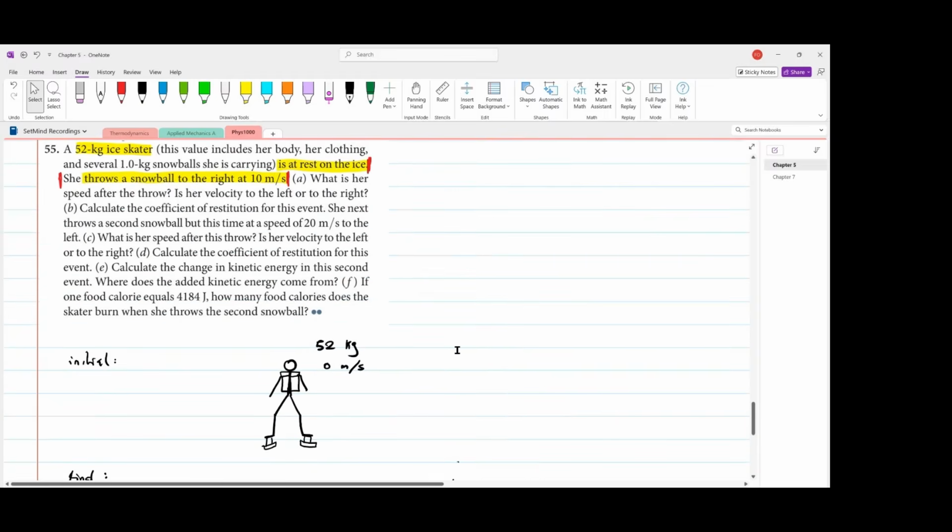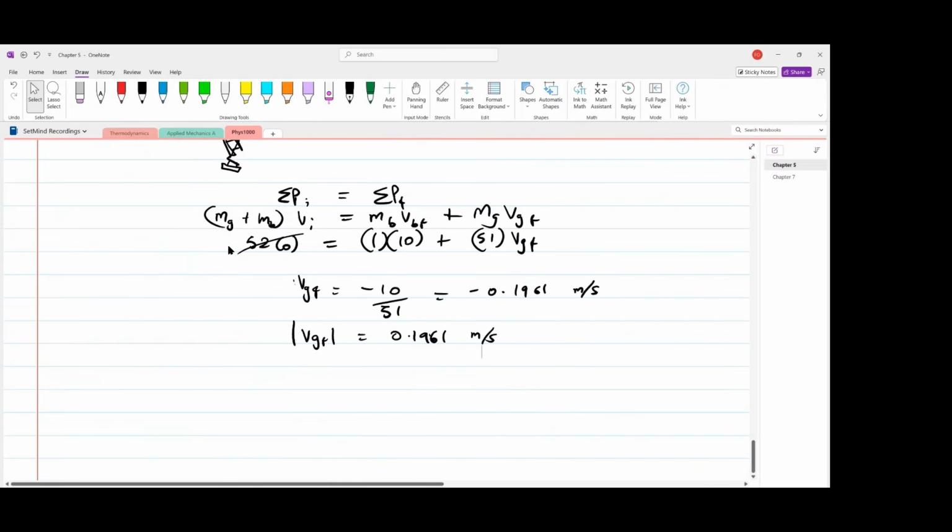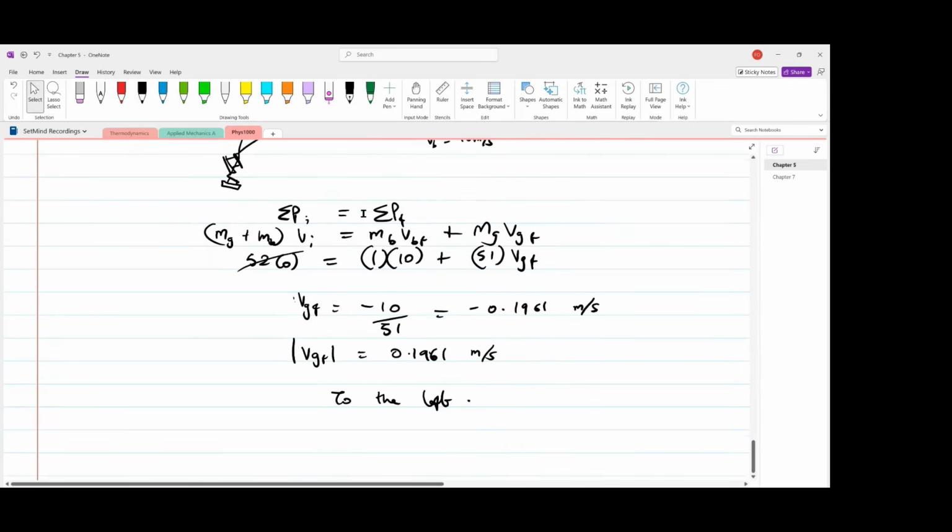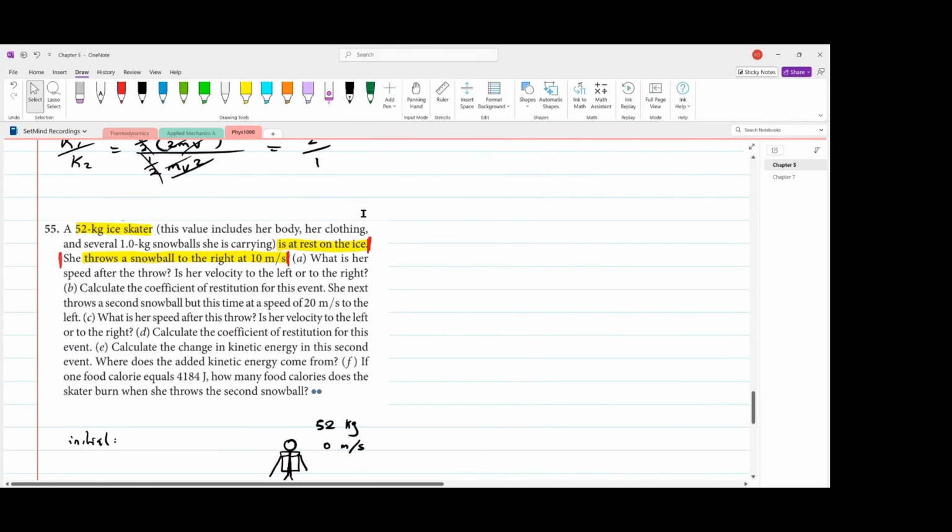And then they also asked, is the velocity to the left or the right? And the answer is, she throws the ball to the right, so the velocity has to be to the left, because it is in the opposite direction. If she threw the ball to the left, then the velocity would be to the right. If she threw the ball north, the velocity would be south. If she threw the ball east, the velocity would be west, just opposite, right? But now that's just A.